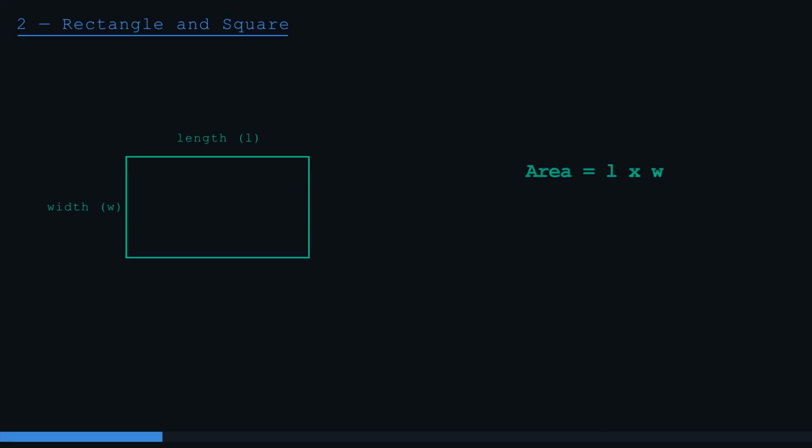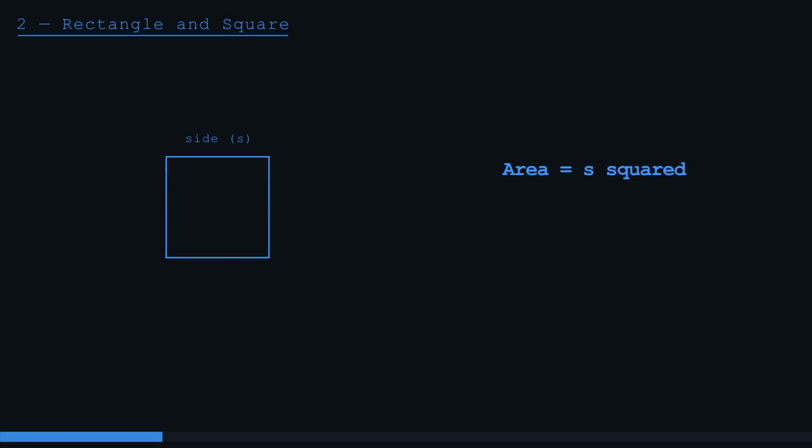For a rectangle, area equals length times width. For example, a skin panel measuring 2.5 meters by 1.2 meters has an area of 3.0 square meters. For a square, all sides are equal, so area equals side squared. An access panel with 0.5 meter sides has an area of 0.25 square meters.